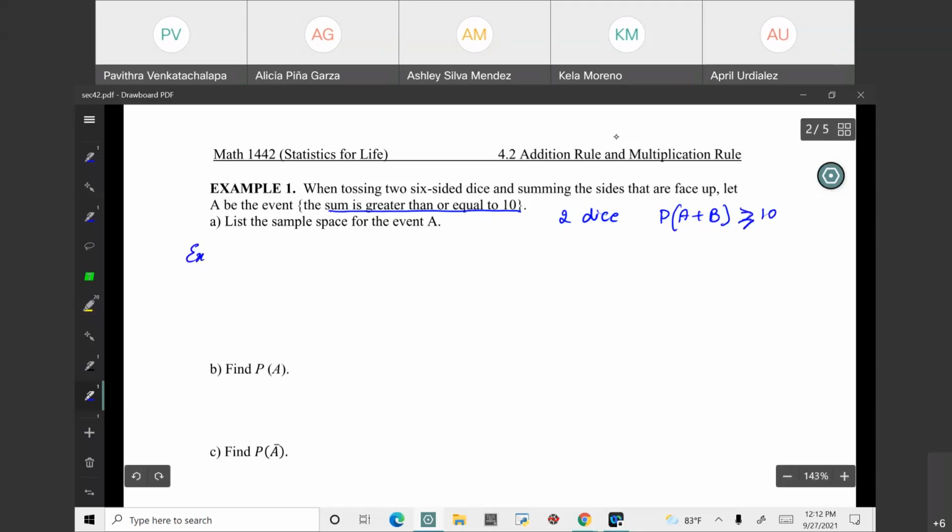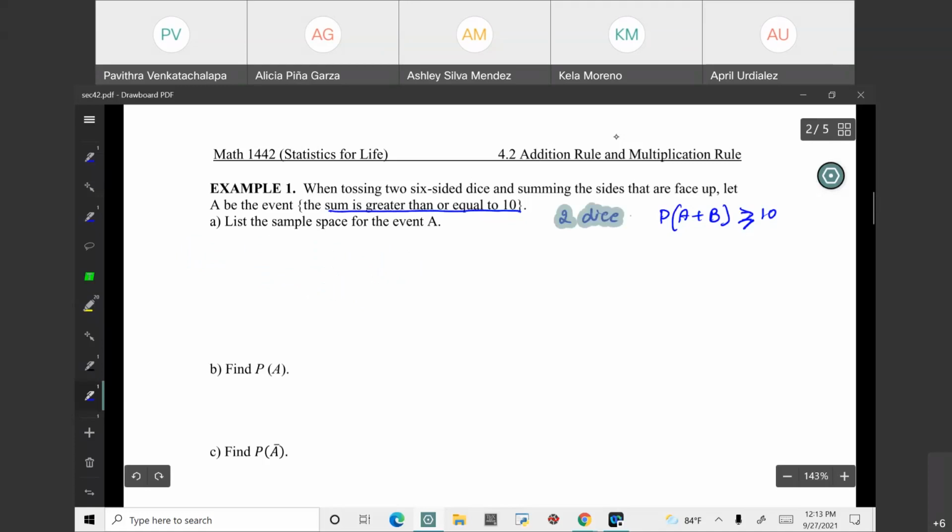For example, I can say that the first time I throw a dice, I get say 6. The second time I throw it, I might get 5. When you add these two, the result must be greater than or equal to 10. Now, for example, if the first time I get 4 and the second time I get 5, it is not greater than or equal to 10. So this cannot be an event.